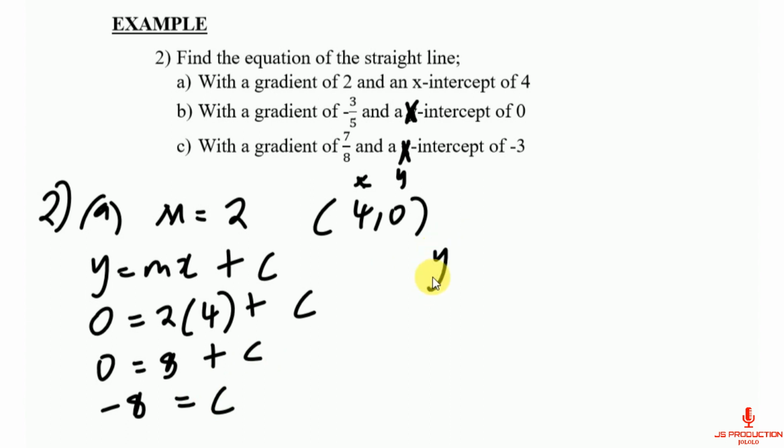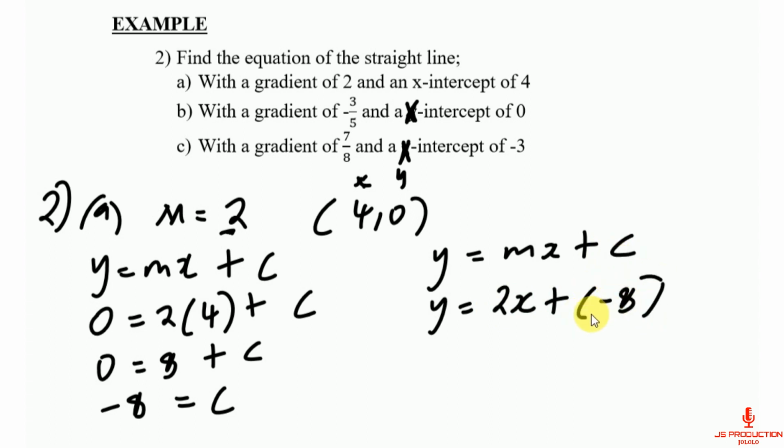And since we know our y-intercept, which is c, we can say that our equation of the straight line will be equal to mx plus c. So y is equal to, we know that the gradient is 2, so that's 2x. What about the y-intercept, which is c? We know that's negative 8. So we're going to have y is equal to 2x minus 8. So that's the equation of the straight line for question A.